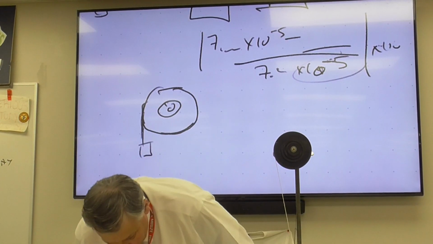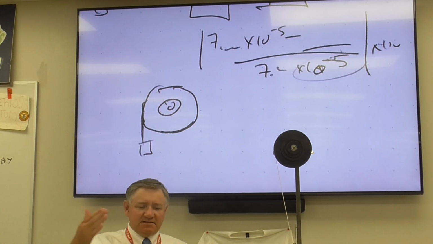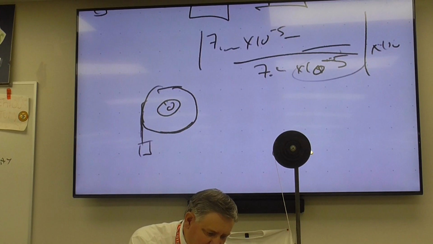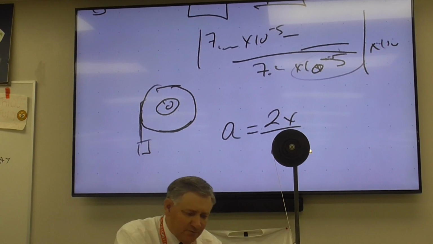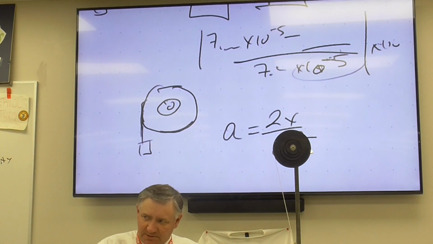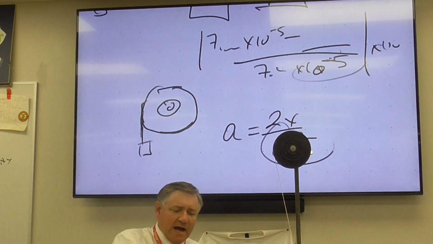Yeah, so if that's the case, go back to the very beginning. If there's friction, if you look at how you calculated your linear acceleration, that was 2x over t squared. So if there's friction, what's going to happen to the time?